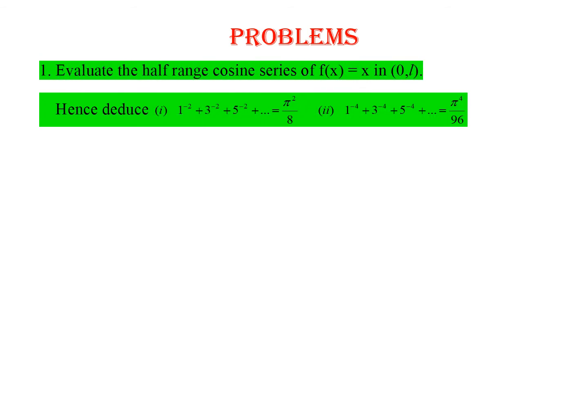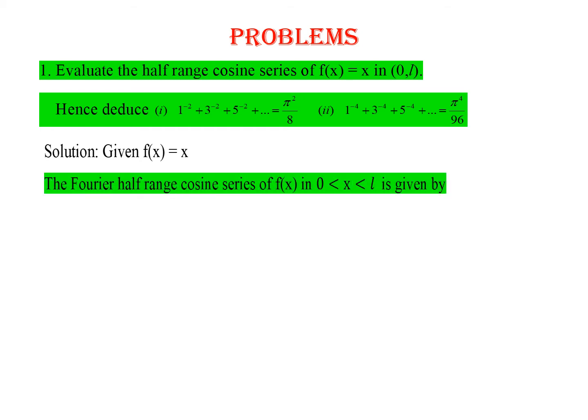Let us do a few problems in half-range series. First, evaluate the half-range cosine series of the function x in 0, L, and we need to deduce the value of certain series also as given. So first, the given function is f of x equal to x. Let us write the formula first.